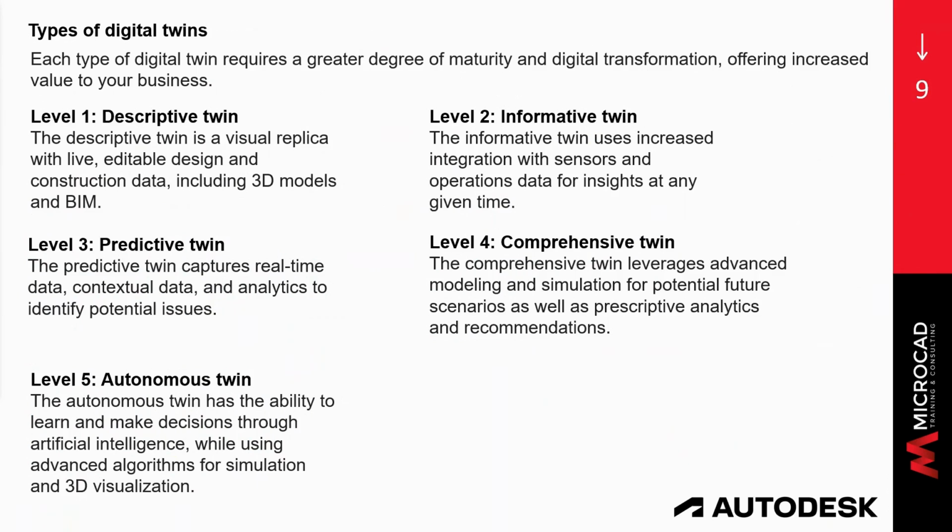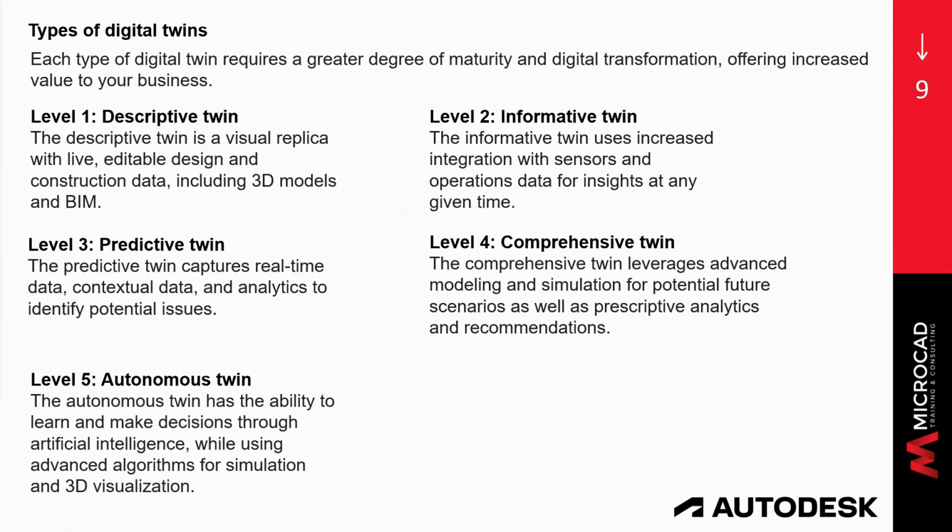The second level is the informative twin. The informative twin uses increased integration for sensors and operations data, for insights at any given time. The predictive twin will capture real-time data, contextual data, and analytics to identify potential issues and to predict, as I said, when the lifetime of a piece of equipment is ending or when something is eroding and corroding, you will be able to identify those issues ahead of time.